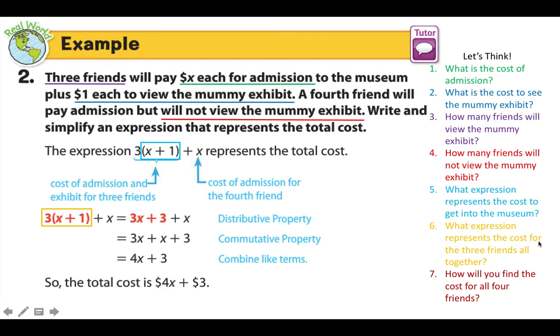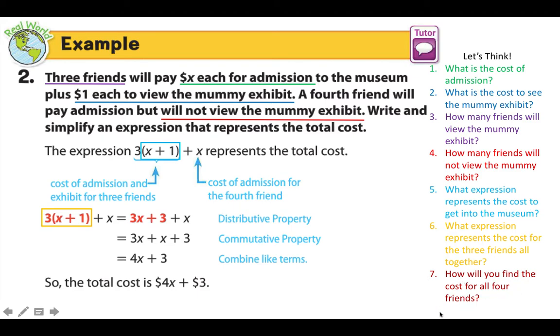What expression represents the cost of 3 friends all together? Well, if 3 friends are going into the museum and seeing the exhibit, we're going to take X plus 1 and multiply it times 3. That would represent the cost of 3 friends going into the museum and going to the exhibit.